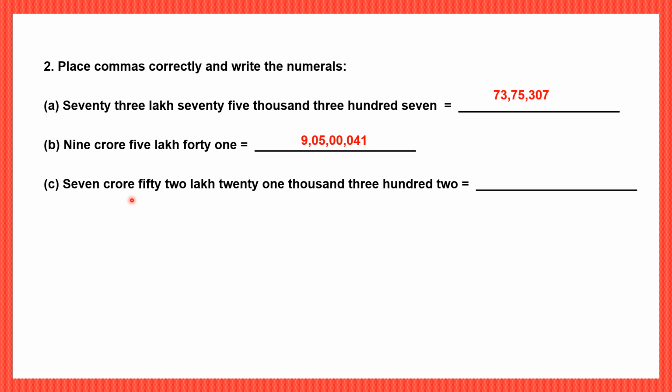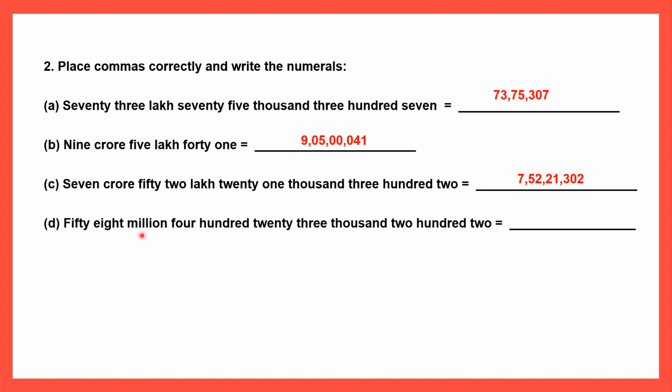7 crore 52 lakh 21,302. So 7 crore. So in the crores place you'll have 7. In the lakhs place you'll have 52. In the thousands place you have 21 and 302. So let's write that. So we have it there. So that is 7 crore 52 lakh 21,302.